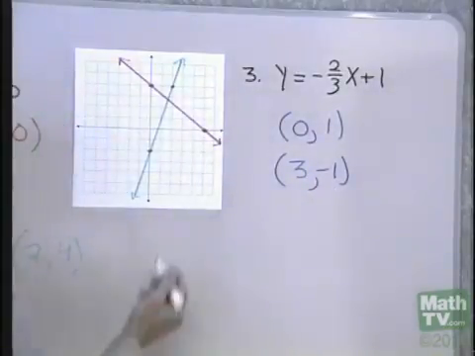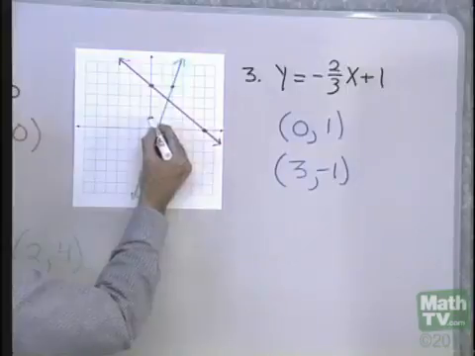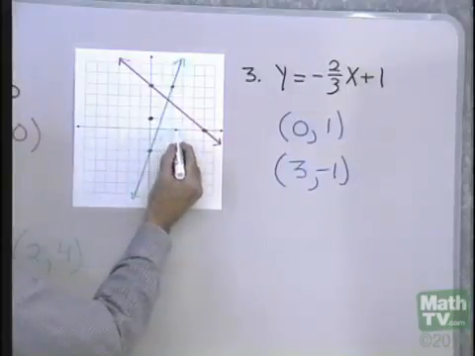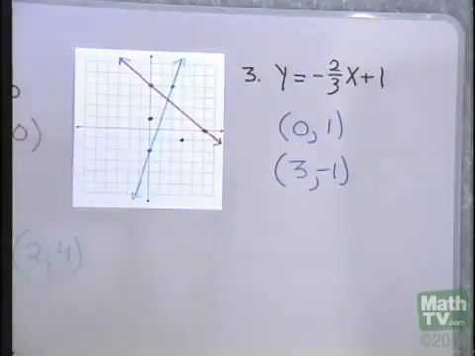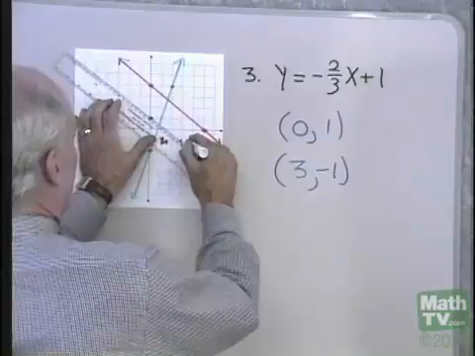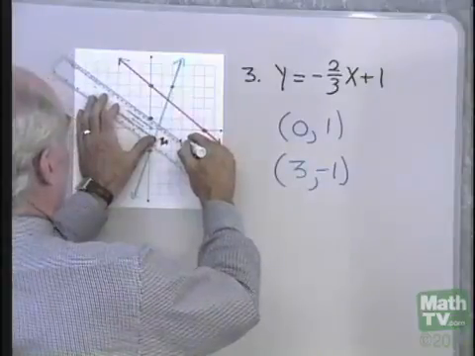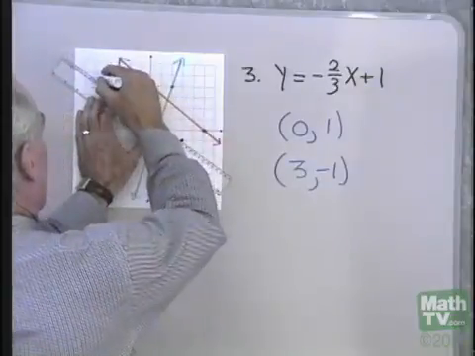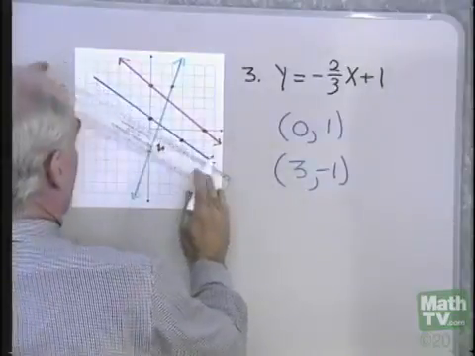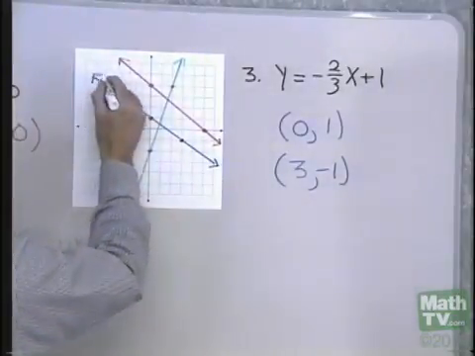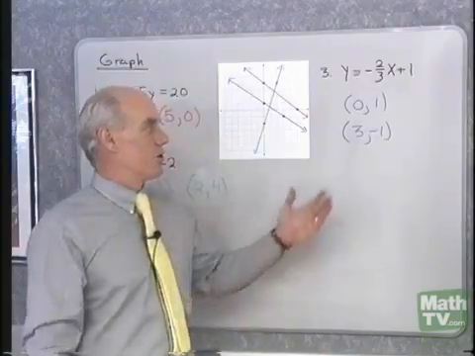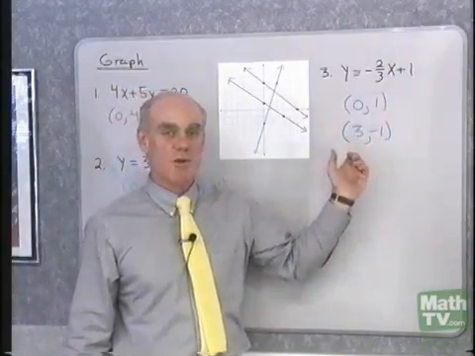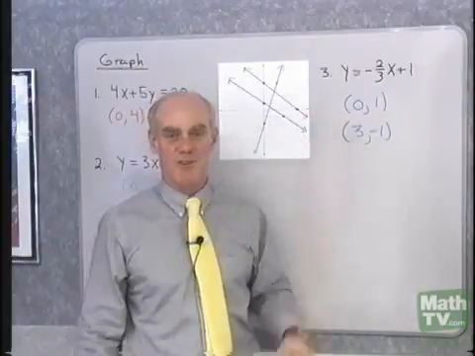Now let's see how we've done here. X is 0, y is 1. That's that point. X is 1, 2, 3. Y is negative 1. That will be that point right there. Now if I connect those 2 points with a straight line, I'll end up with the graph of this line. Y is equal to negative 2/3 x plus 1. So to graph straight lines, we'll find 2 or 3 points on the line, plot those points, and then draw a line between them.